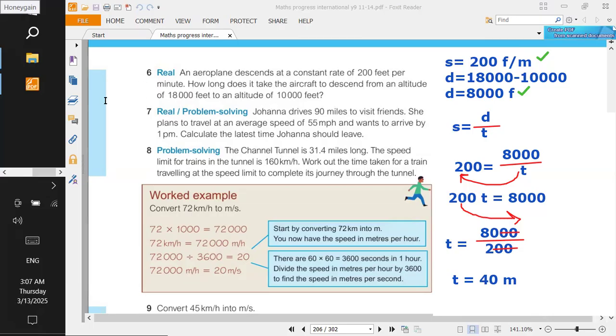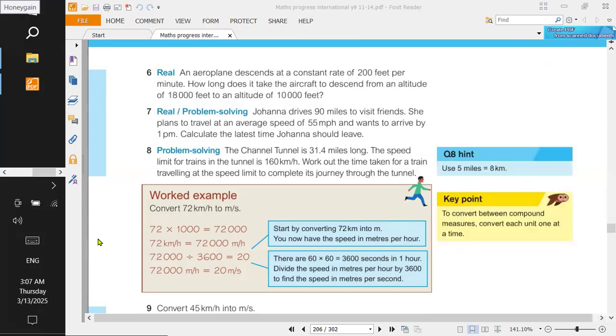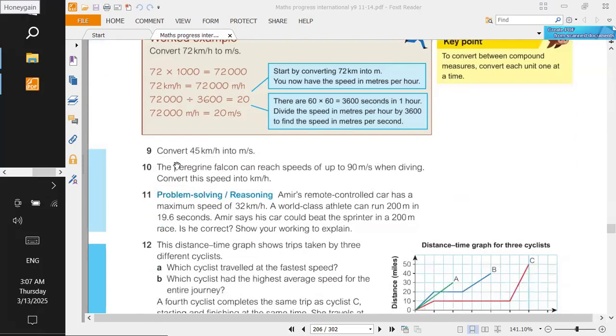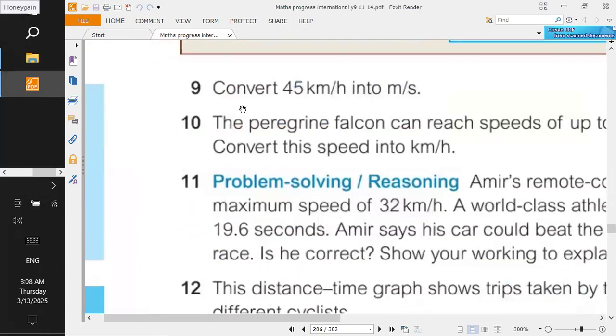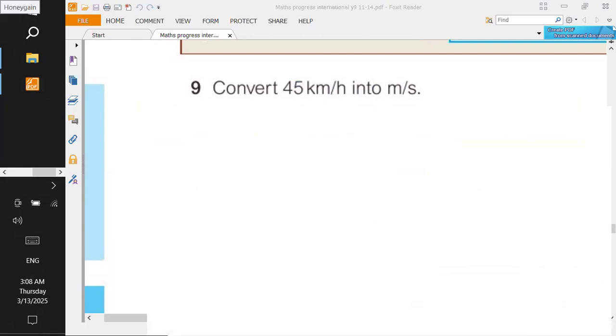Now, questions 7 and 8 have the same ideas. You just have to understand the formula and how to use the formula of speed. Now, let's move on to the next question. Question 9 here, converting from a speed unit into another speed unit. So let's take a look. It's very important, and you need to understand how to convert between units of speed.